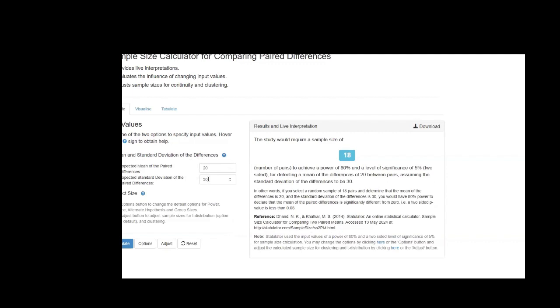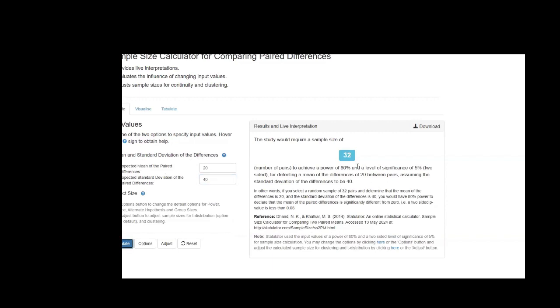You have a standard deviation of change or standard deviation of pair, and then you calculate the effect size. On the basis of this, you can calculate the effect size. How do we calculate the effect size? Suppose the pair difference is 20 and I put the standard deviation as 40. So my effect size is what? 0.5. 20 divided by 40.